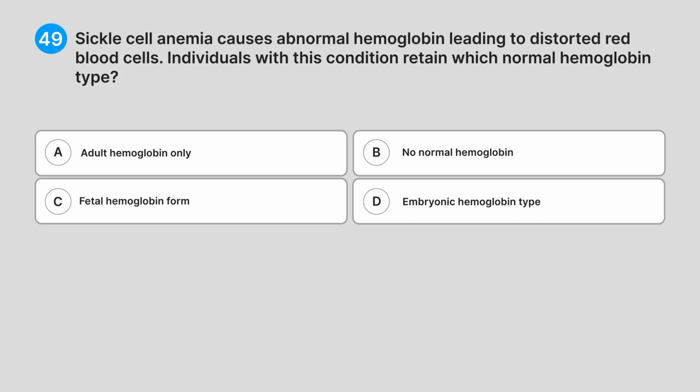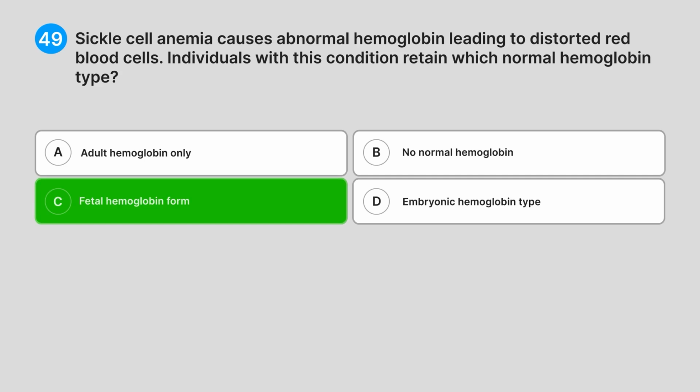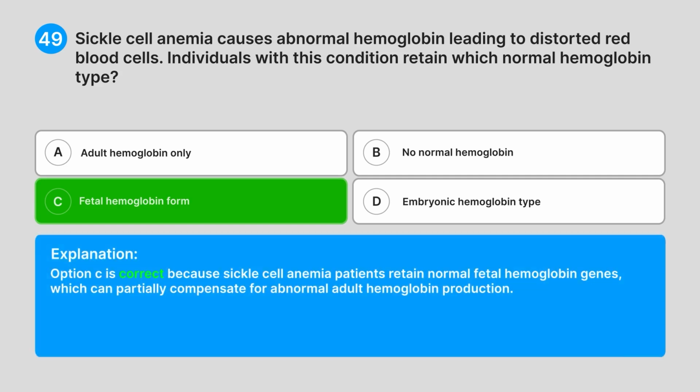Correct answer, C. Fetal hemoglobin form. Explanation. Option C is correct because sickle cell anemia patients retain normal fetal hemoglobin genes, which can partially compensate for abnormal adult hemoglobin production.